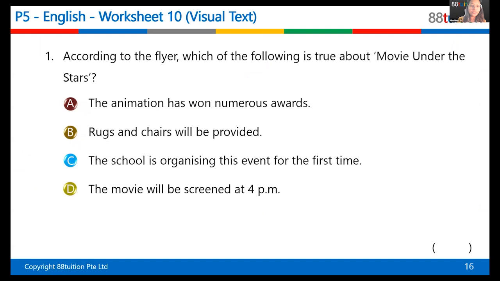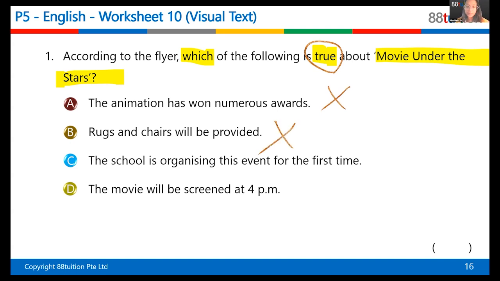Okay, so according to the flyer, which of the following is true about Movie Under the Stars? So they're asking about that section only, and they're asking which one is true, right? So which one is a tick, not a cross? So A, the animation has won numerous awards. Is that true? Did they mention anything about it? So you need to check in the passage, right? And then you cross. So this is not mentioned, okay? Of course, the rugs and chairs are provided is not mentioned, okay? So this is not true.